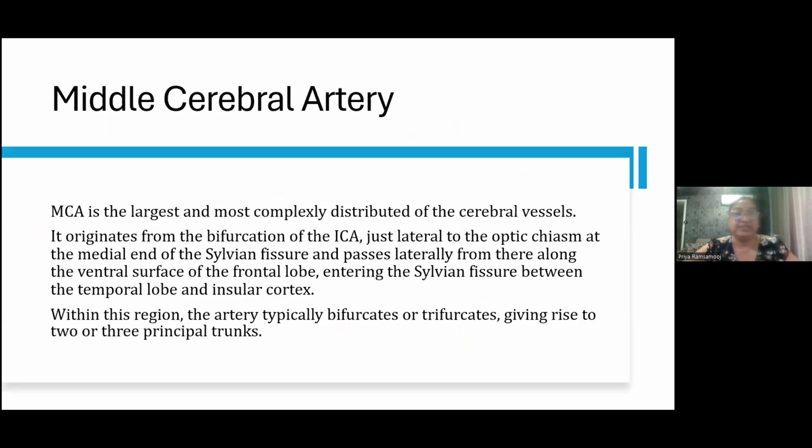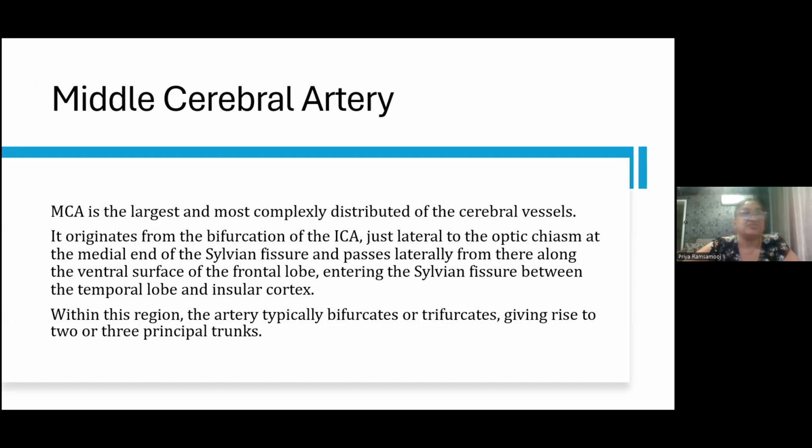So the MCA is the largest and most complexly distributed of the cerebral vessels. It originates from the bifurcation of the ICA, just lateral to the optic chiasm at the medial end of the sylvian fissure, and passes laterally from there along the ventral surface of the frontal lobe. Then it bumps into the sylvian fissure between the temporal lobe and the insular cortex. Now, within that region, it then typically bifurcates or trifurcates in some cases, giving rise to 2 or 3 principal trunks. And what that does, it then supplies a lot of critical cerebral structures along its sinuous course.